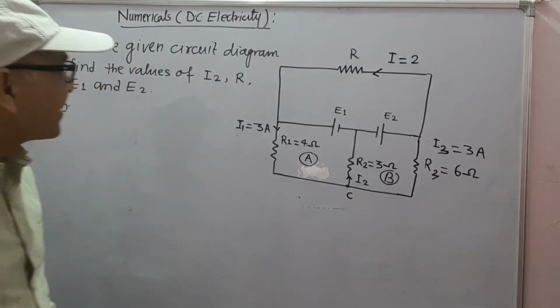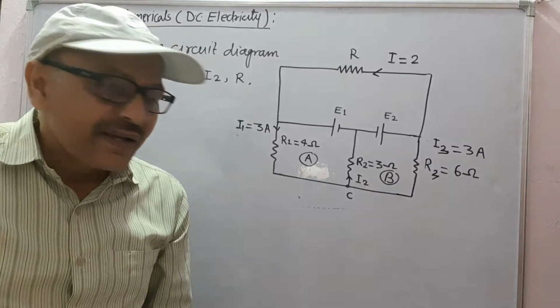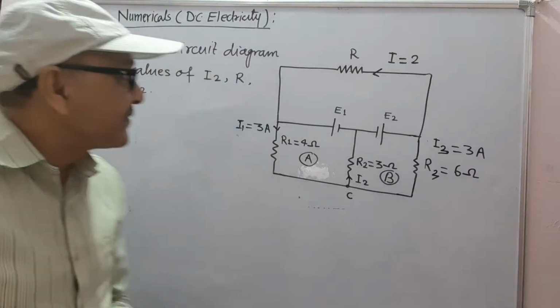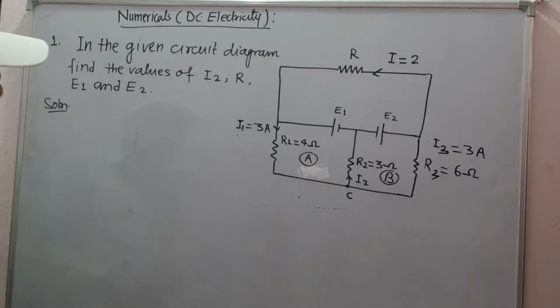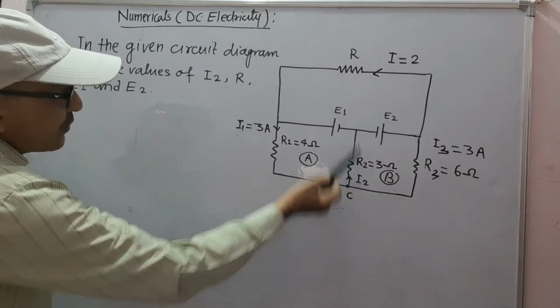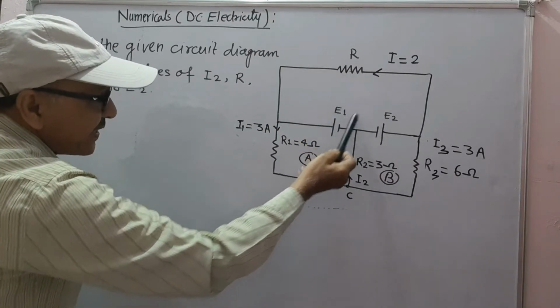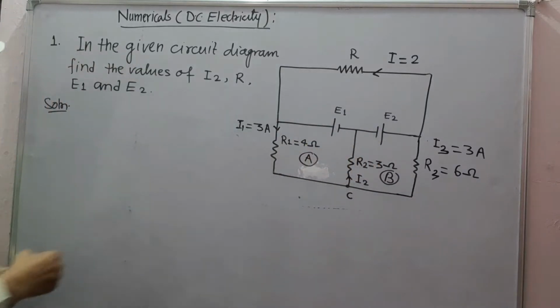Hello dear students, today we are going to solve some more numerical problems on DC current electricity. First question is, in the given diagram, find the values of current I2, resistance R and EMFs E1 and E2. This is the question. Now solution.